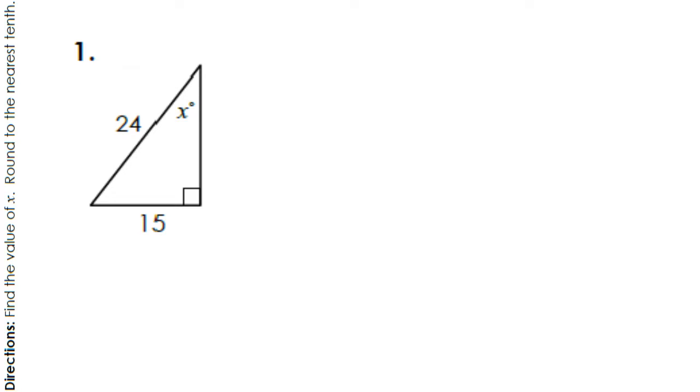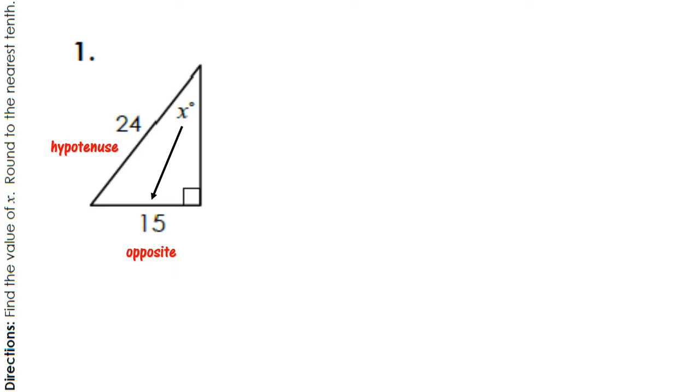So on questions 1 through 6, which I'm going to work on the odds, we are simply looking for missing angles. We are going to use the same SOHCAHTOA that we've used before to solve the problem. The first thing I ask you to identify is what sides I'm given. The hypotenuse is always across from the 90, so 24 here is my hypotenuse. Across from the angle is the opposite, so 15 is the opposite side.